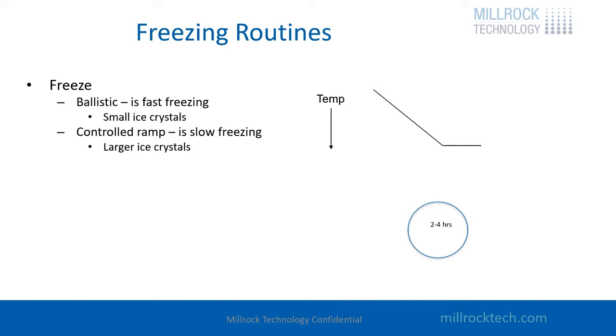The first is just what we'll call freezing, which if it's ballistic, which means it's a fast freezing rate, you're going to create small ice crystals. If it's controlled and ramped, then we're going to get larger ice crystals. So we've got a time down to temperature, and then we get down to temperature and we hold.